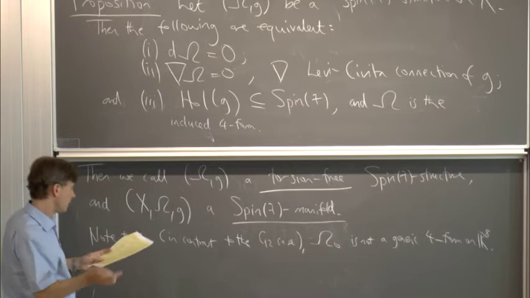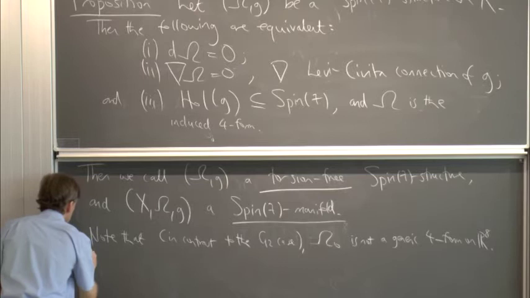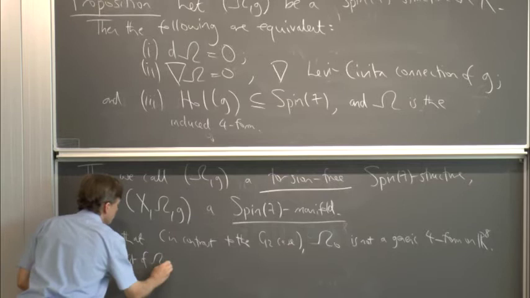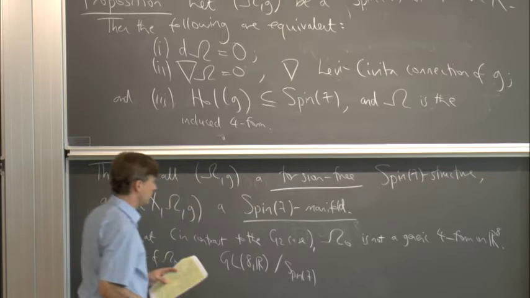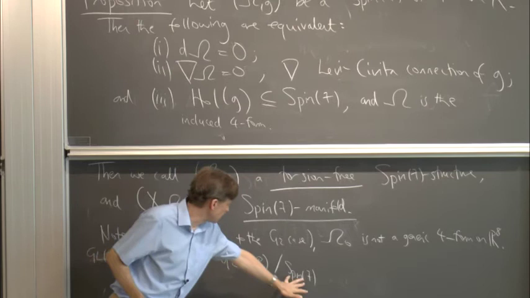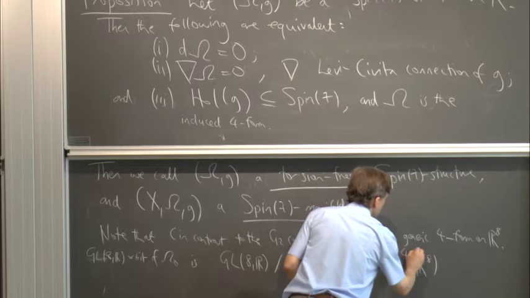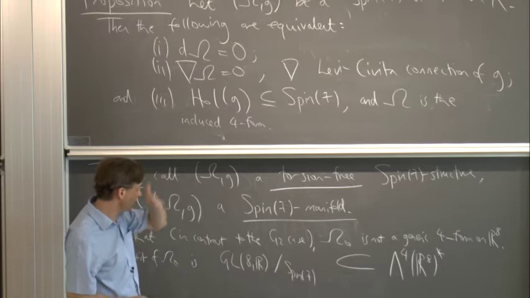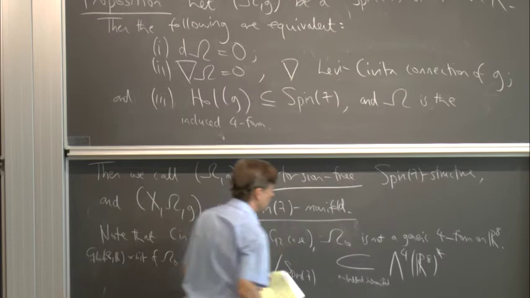So we can do a back-of-the-envelope calculation just in dimensions. The GL(8,R) orbit of Ω0 is GL(8,R) divided by Spin(7). That's true because we know the stabilizer group of Ω0 in GL(8,R) is Spin(7). This sits inside the 4-forms on (R^8)*. This orbit is, for general reasons, a closed embedded submanifold.